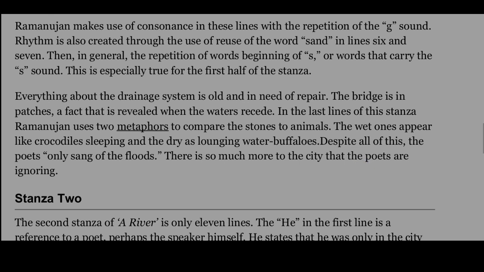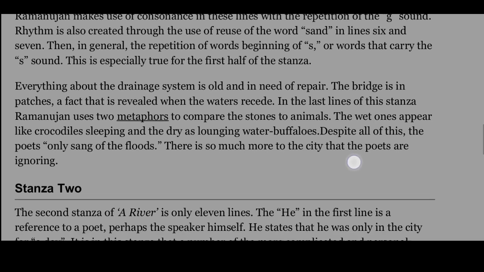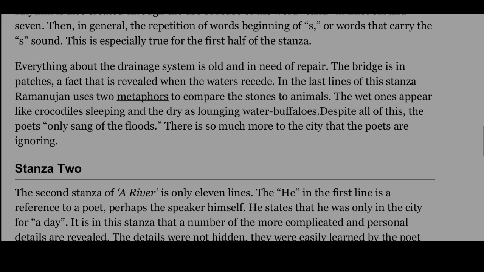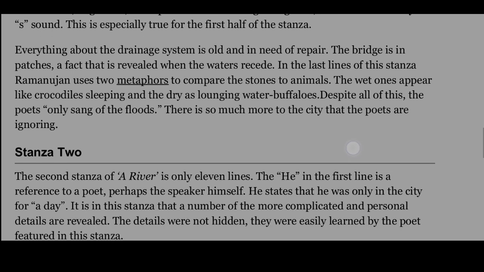Ramanujan makes use of consonants in these lines with the repetition of the G sound. Rhythm is also created through the reuse of the word sand in lines 6 and 7. Then in general there is the repetition of words beginning with S or words that carry the S sound. This is especially true for the first half of the stanza.